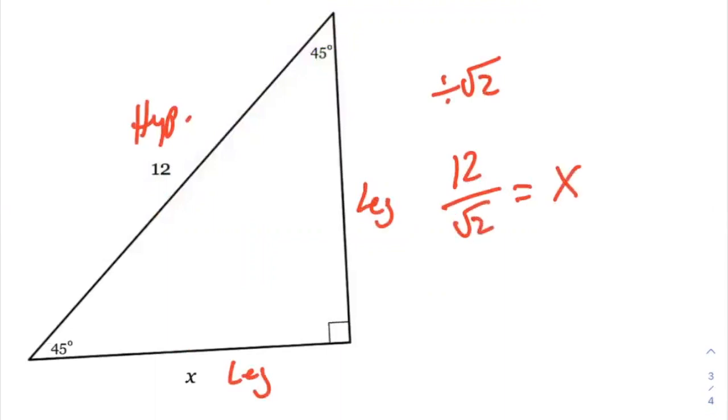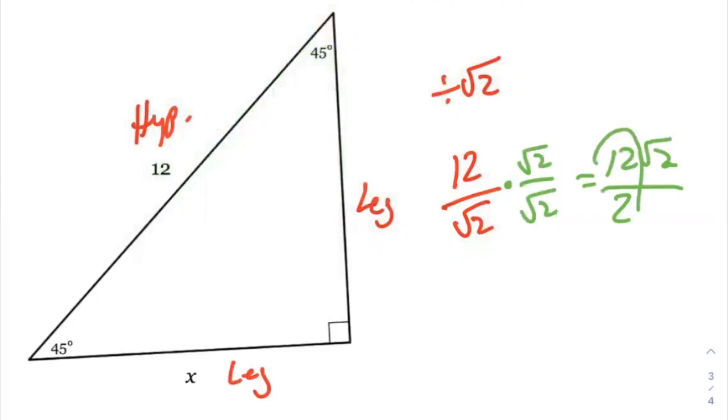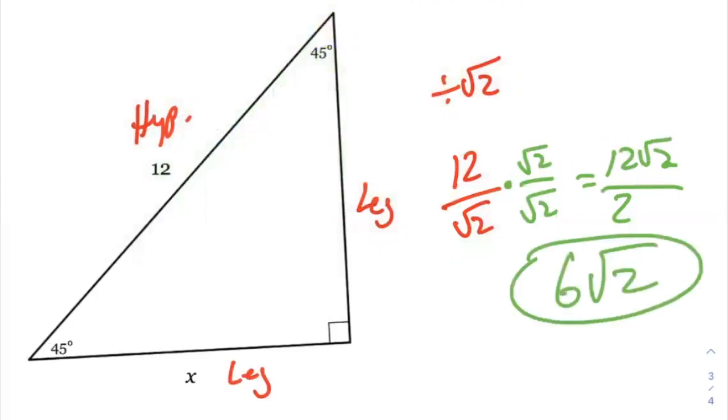Right? So the only problem is I can't have a square root in the denominator, so I've got to rationalize it. Okay. 12 times root 2. 12 root 2. Root 2 times root 2. Root 4 is 2. Can I reduce? I can reduce. Done.